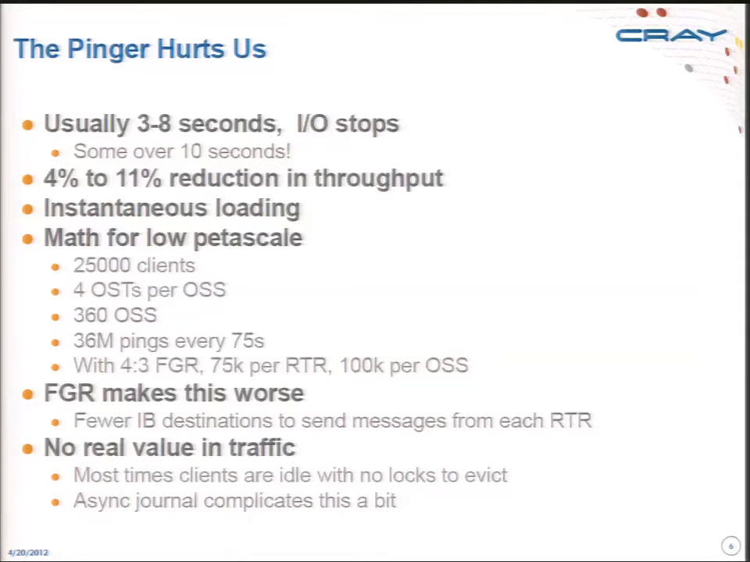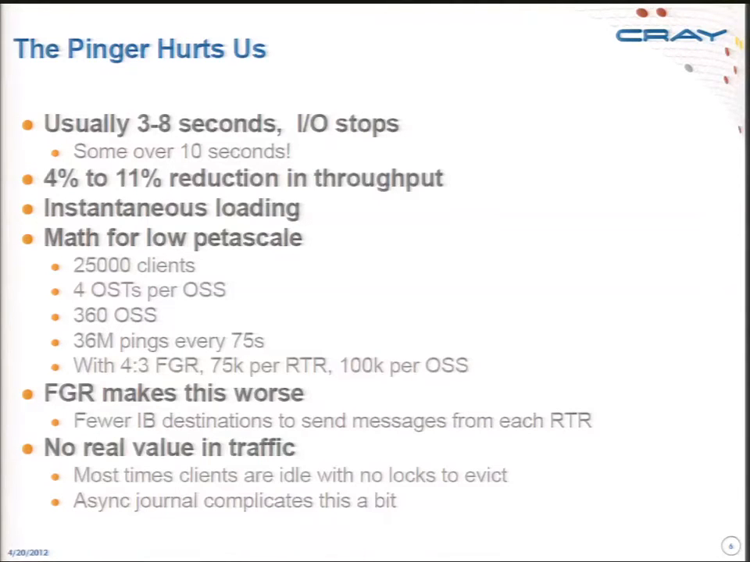With the fine-grained routing setup we're using, where we have 4 routers talking to 3 OSS nodes, we end up with about 75,000 pings per router node and about 100,000 pings per OSS, which kind of puts the math back into scale. It's not a horrendous load, but it is still enough to impact us quite severely.